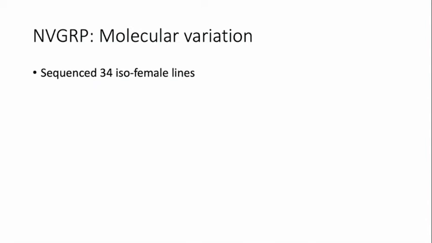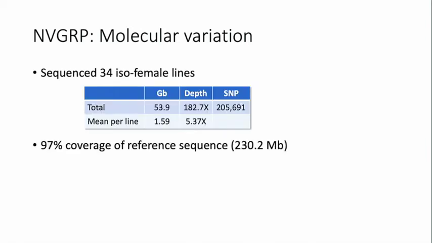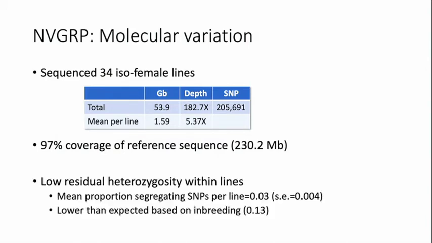So we then look at the molecular variation in this. We sequence the lines, not very deep, because this was done quite a while ago, and this is not up to current standards, but we sequence those 5 times per line. And if you look at the heterozygosity within the lines, we see that it's a very low heterozygosity within the individual lines. So the mean proportion of segregating SNPs per line is about 0.03, so 3% of the SNPs are still present within the lines. It's not very high, actually lower than expected based on the amount of inbreeding that we did.